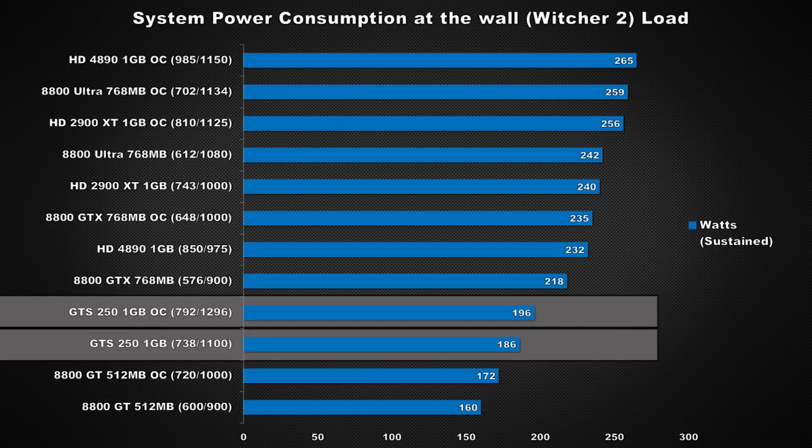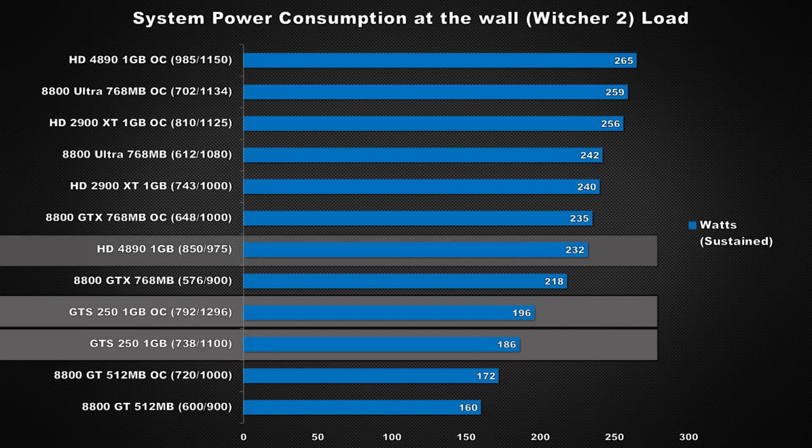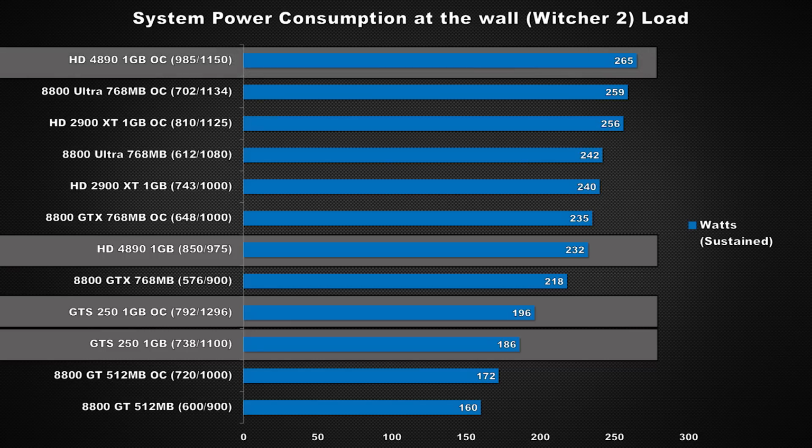Now moving on to the HD 4890, we can see under load the system uses 232 watts, and overclocked it rises 14% to 265. Now it looks a bit piggish sitting at the top of our charts, but we still have more power hungry cards to test. Also note these numbers are taken at the wall, so they do not account for PSU efficiency.